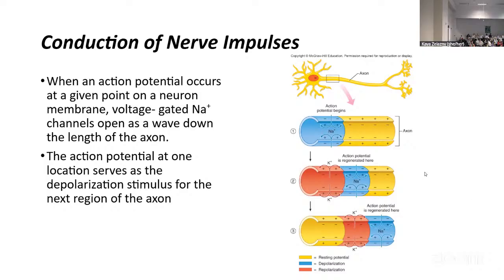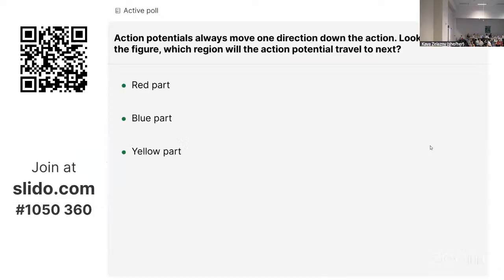In this question, what I'm asking you about is that second part, where we have a red part, a blue part, and a yellow part. Where is our action potential going to go next? So we're in this central section. We're letting sodium rush into this blue area. And we want to think about where we are next.